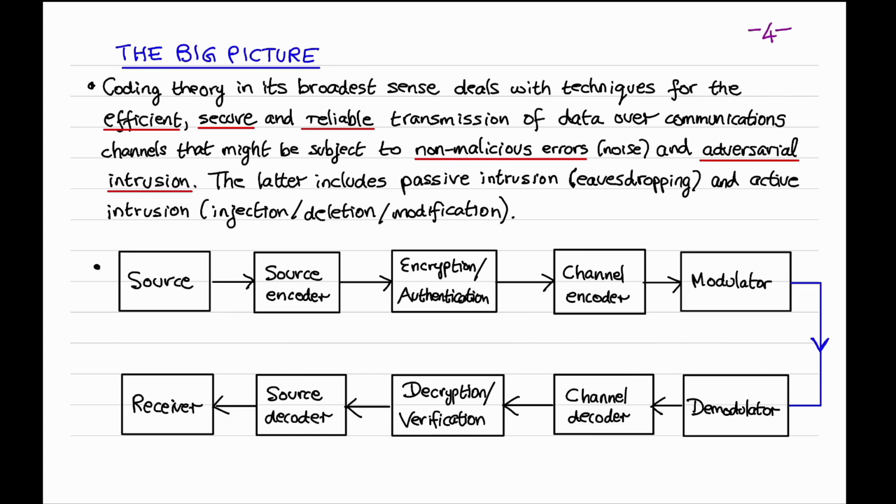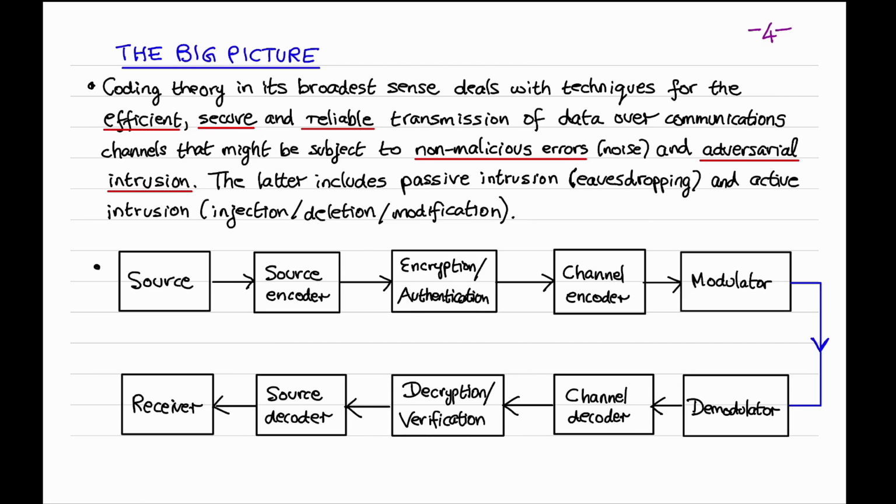So the correct order is that data compression is first performed by the source encoder. Then the crypto module will encrypt the data and add some authentication codes to it. Lastly, the channel encoder adds redundancy.